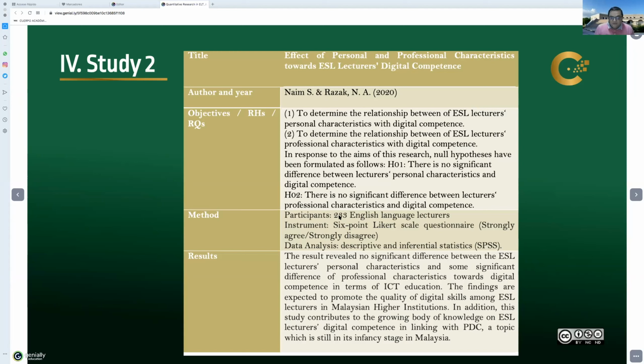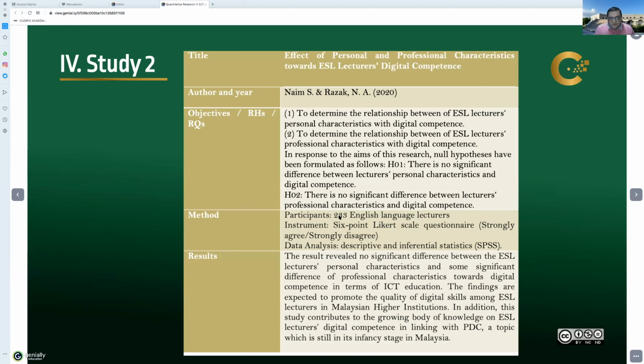And the method, of course: 233 lecturers participated in this study. The instrument was another questionnaire, a 6-point Likert scale, which has two endpoints, extremes, from strongly agree to strongly disagree. And they have the statements, et cetera.